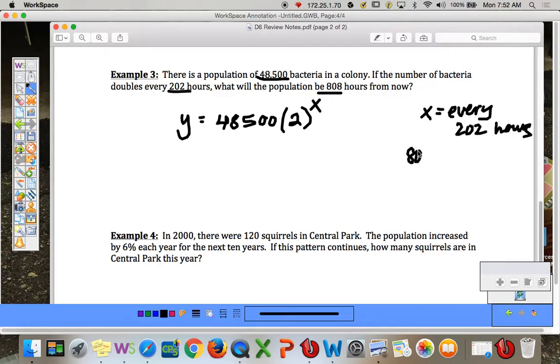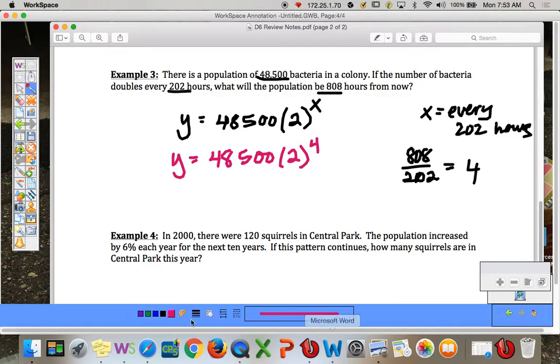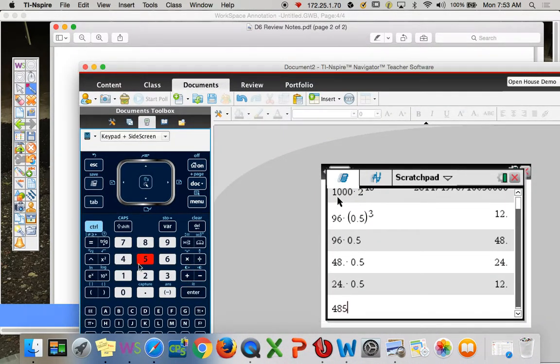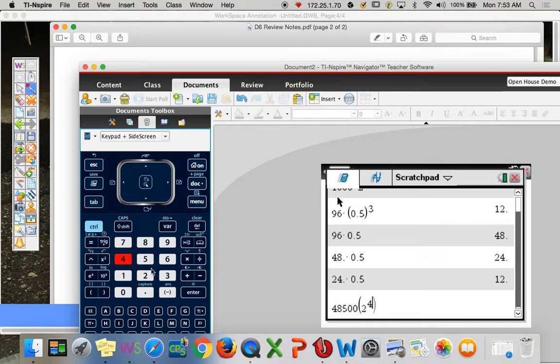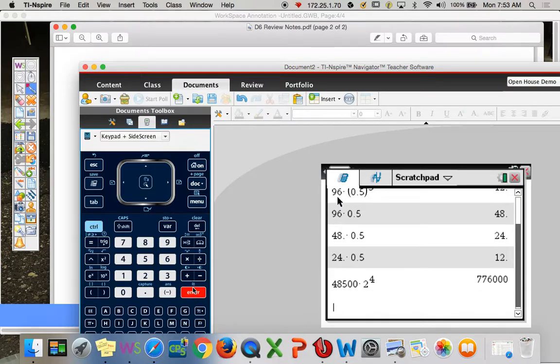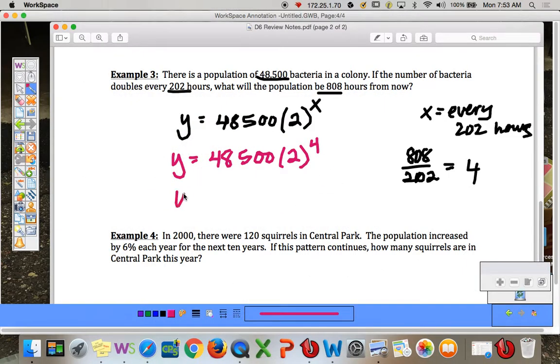So we have to figure out, all right, 808 divided by 202. How many sets of 202 hours is that? And that's 4. So then when we plug in, we have y equals 48,500 times 2 to the 4th power, 4 sets of 202 hours. And let's type that in. Should be, again, a very big number. So times 2 to the power of 4. Okay, so it's 776,000 bacteria, which is a lot of bacteria.